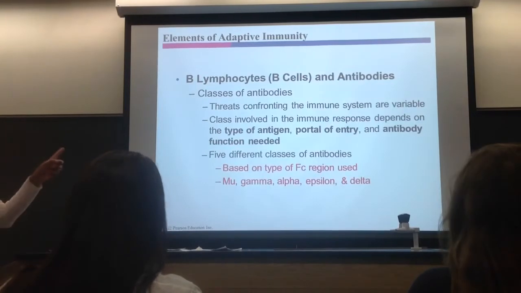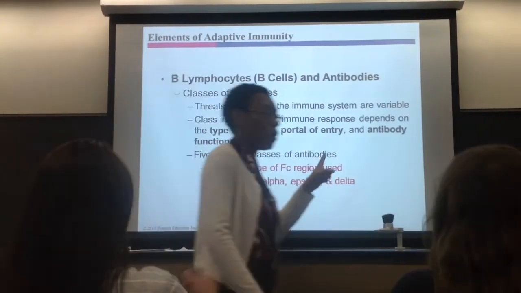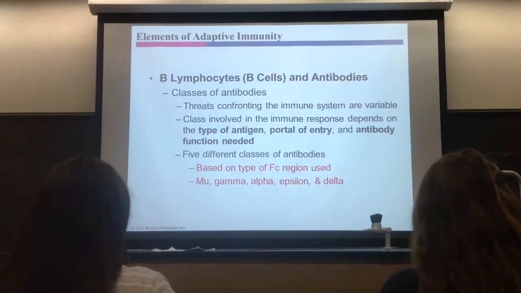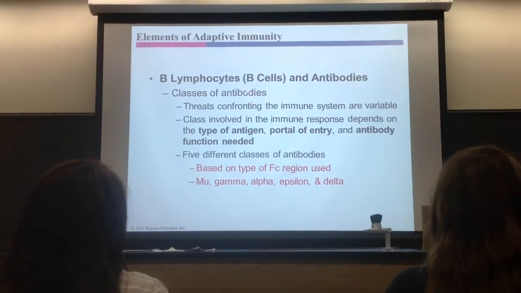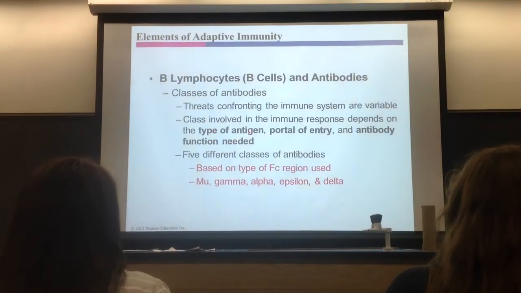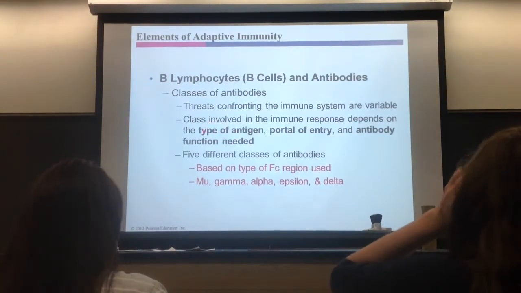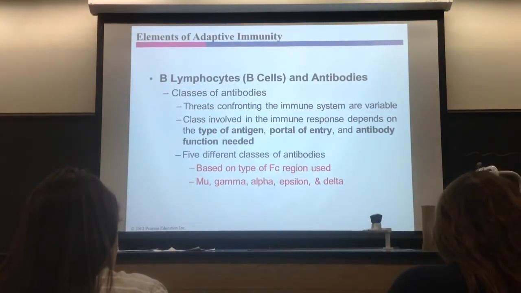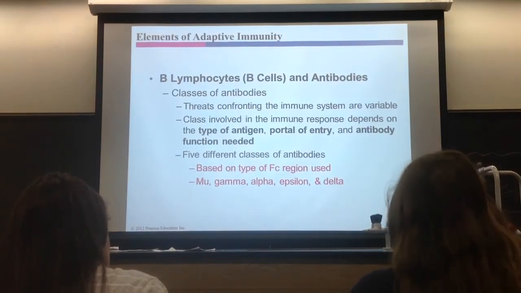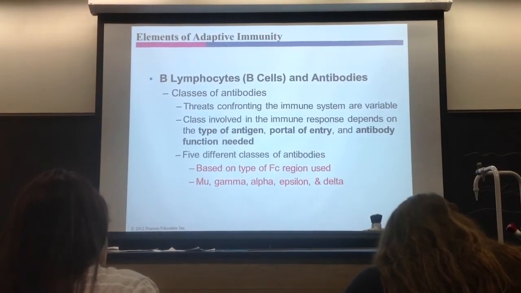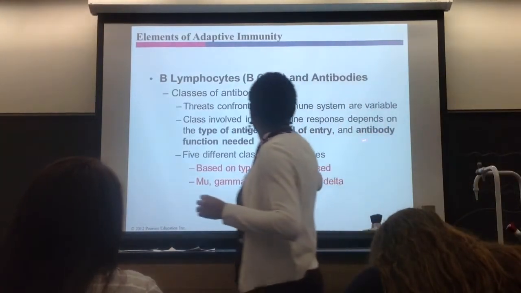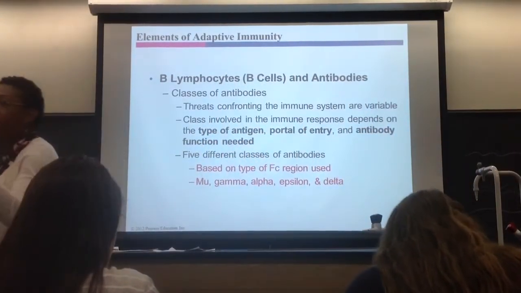I believe we left off here, correct? Okay, great. Now, I just mentioned, there are 5 different classes of antibodies. It depends on the type of antigen they encounter, the port of entry, is it the respiratory tract or the UI tract or the reproductive tract? How are they getting in? They being antigens, okay? Also, the type of antibody function needed.